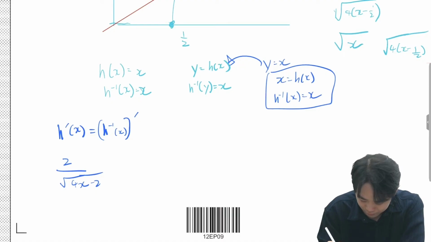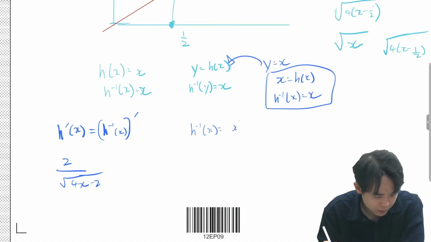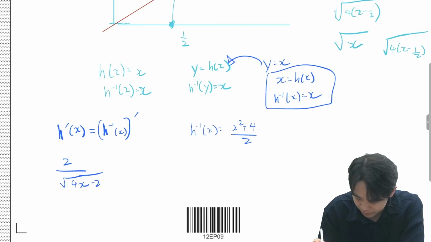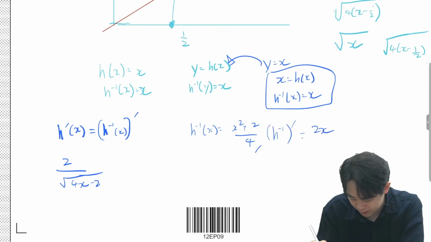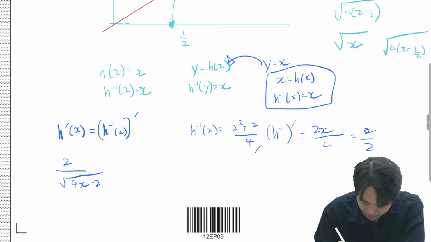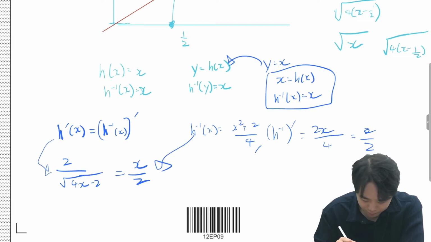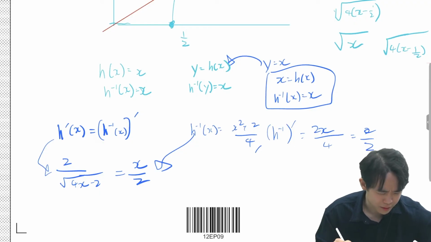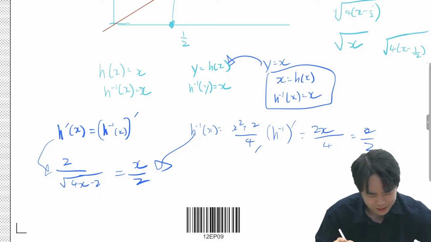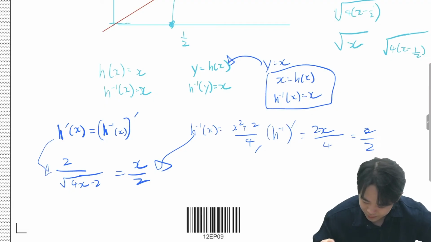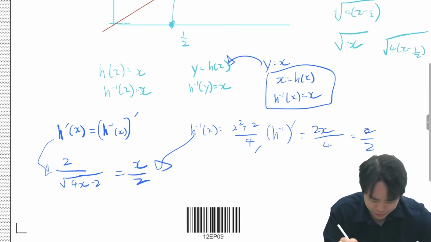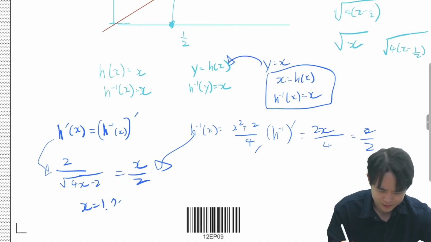If you want to do the inverse of that, since h inverse was x squared plus 4 over 2, then h inverse prime is going to be 2x over 4, which is x over 2. So when will these two be equal to one another? Well, we could just solve for this using our calculator. That should give you somewhere around x equals 1.77.